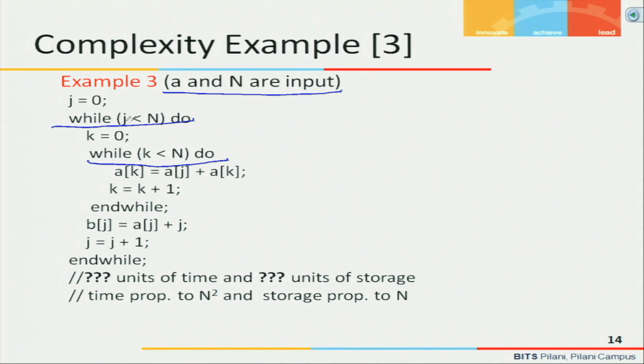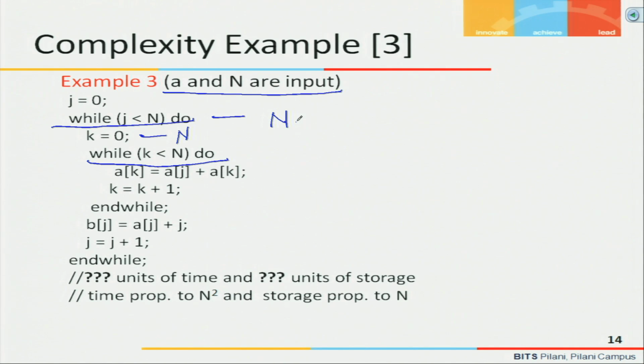Now, if I look at this while loop, this is going to be executed, we know, n times. j is 0, 0 to n minus 1. So, this will be executed n times. So, this particular assignment k equal to 0, we know is going to be executed n times, because this is executed every time the outer loop is executed. Now, we have an inner loop.